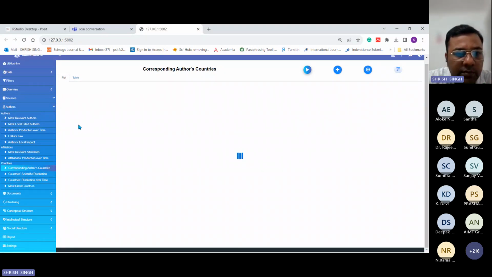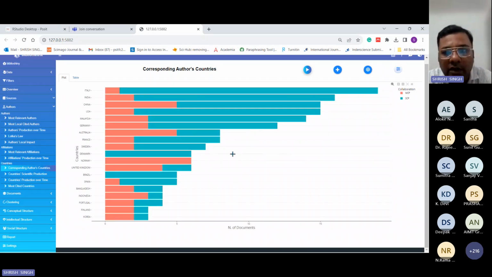Again, it is taking some time, but it will happen. And this was the same thing which I was discussing, that if it is taking so much time, it means there is something wrong with the net connectivity and all, right? So you can see here the corresponding authors' countries. Authors' countries means Italy. Italy is on the topmost, right?